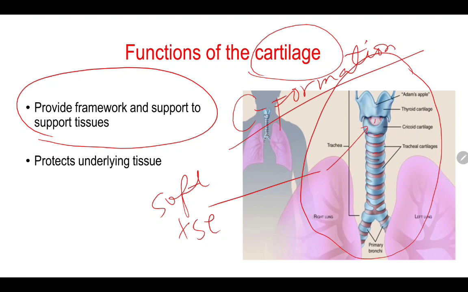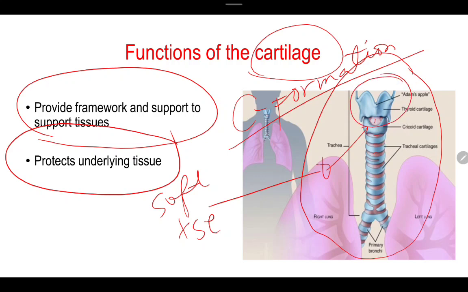Imagine if your trachea is not being supported by your cartilage, what will happen to you? You will choke. You will choke to death. It's because your cartilage provides framework and support for your soft tissue, and by doing so, it also protects the underlying tissue inside. Your Adam's apple, guys, for the men out there, is made up of cartilage. It is the thyroid cartilage. So, to better understand what I want to say, let's move on to the next slide.